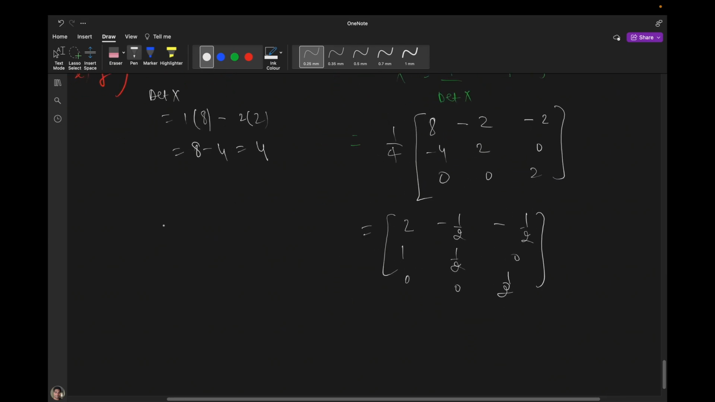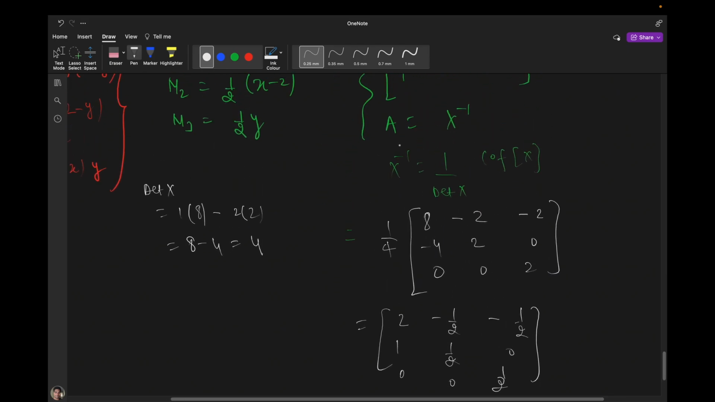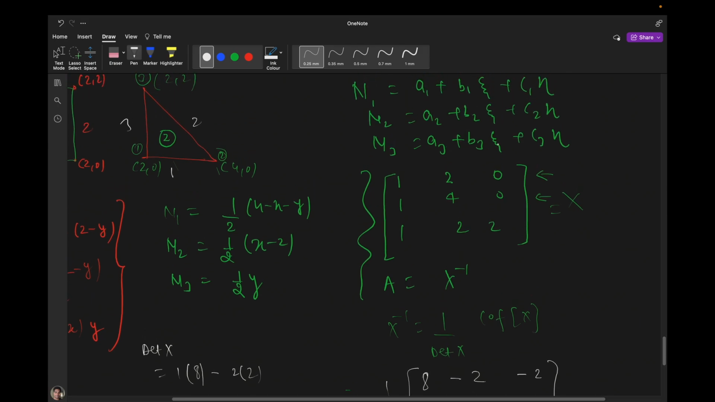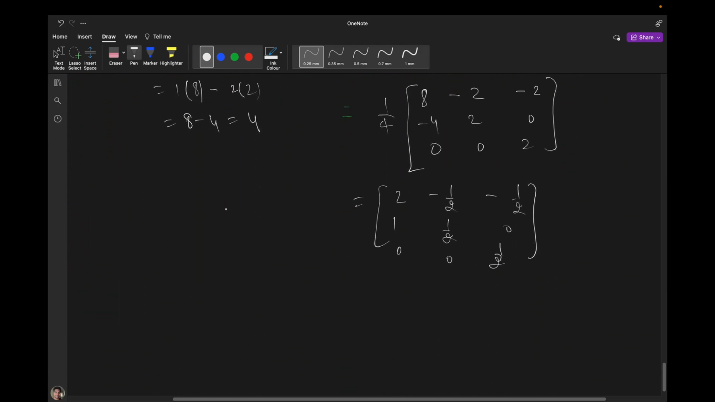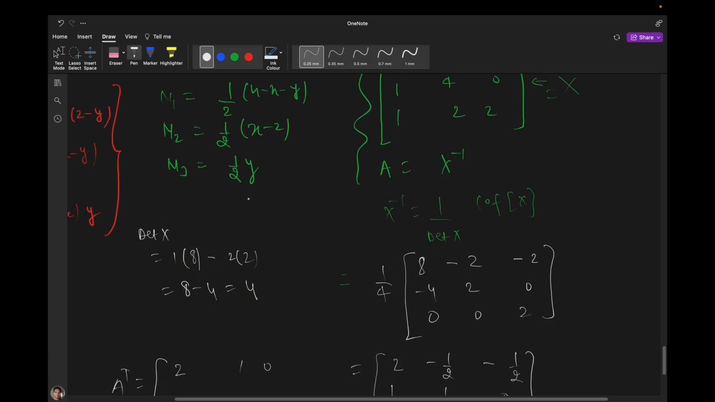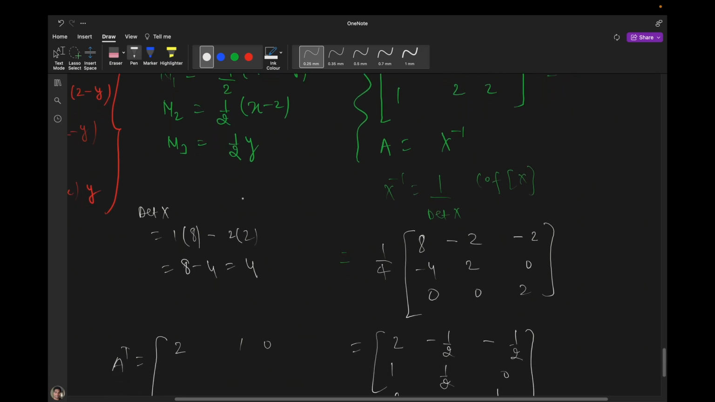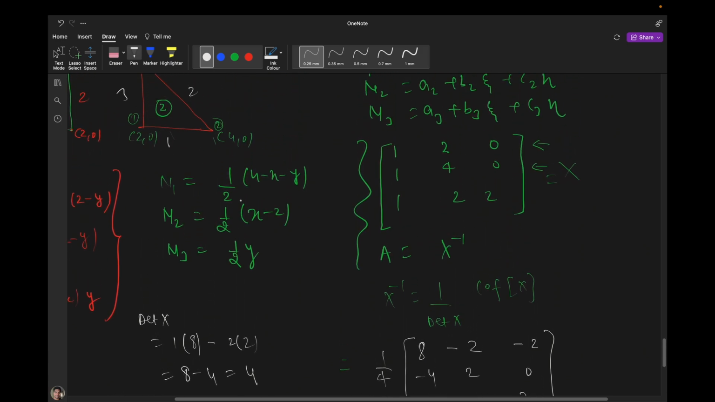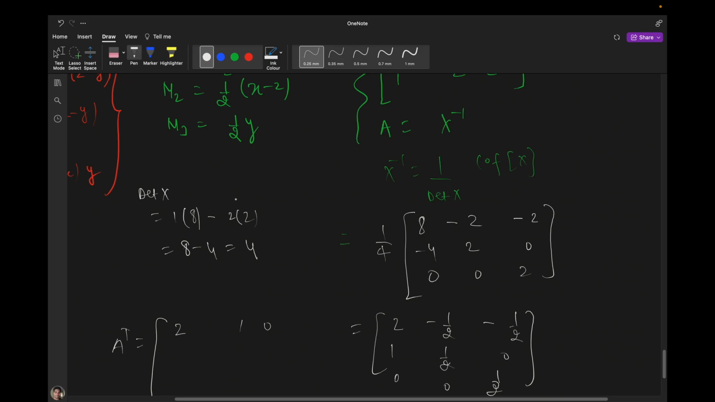I already told you that the coefficients will be the transpose of that. So what will be the A transpose? A transpose will be 2, 1, 0. Is it matching? Yeah, 2, and 1 by 2 should be 1 by 2, right?